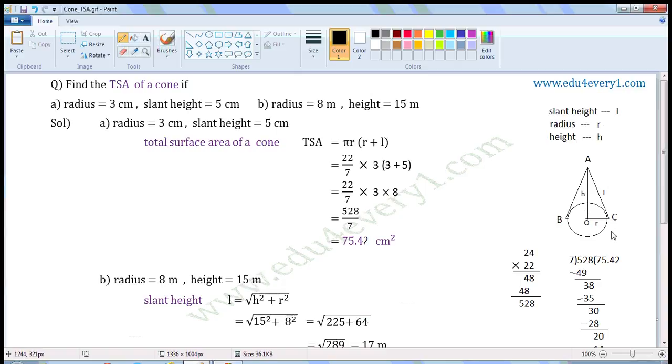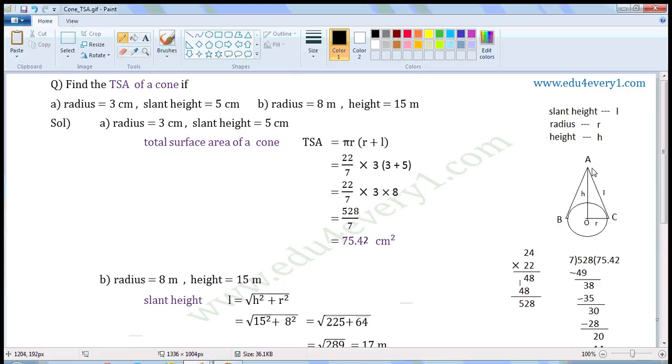This figure is a cone. In a cone, base will be in the form of a circle. In this cone, OC is called radius and OA is called height. In a cone, height will be perpendicular to the radius.